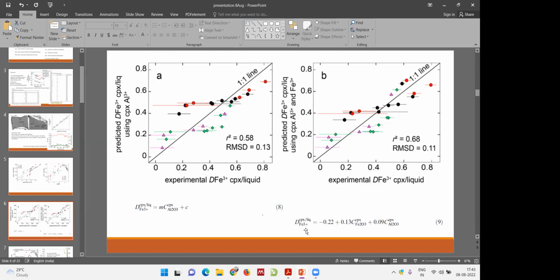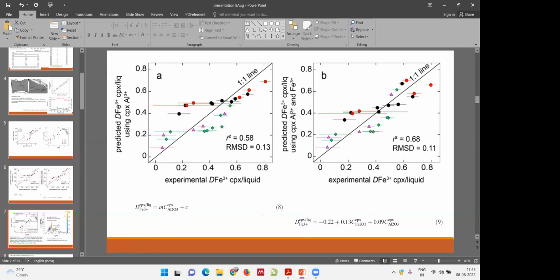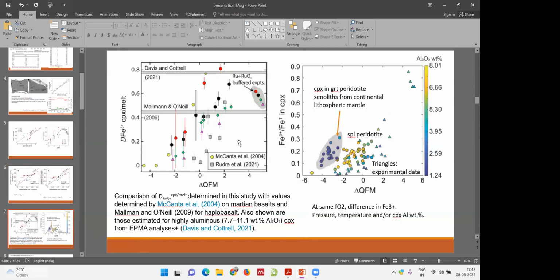And when they included the Fe2O3 component of clinopyroxene in this regression equation, there is a slight improvement. That is from 0.58, the R square value changes to about 0.68. So there is a little improvement. However, it indicates that the control of aluminium oxide in the clinopyroxene structure is very important, and it has a good effect on the Fe3 plus incorporation or the partitioning value.